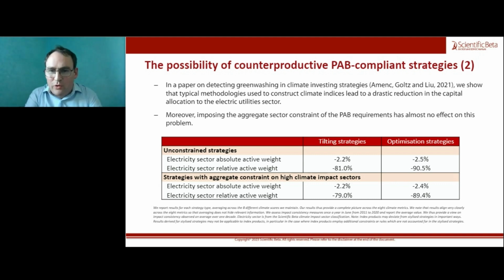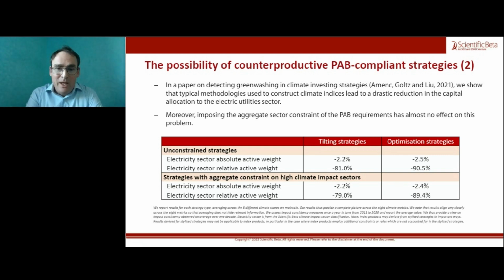When you do that, if you don't put any sector constraints, what the table shows here is that the weight of the electricity sector, so the weight of electric utilities, is reduced by 80 to 90%. So you wipe out all the funding for electric utilities, and you make the cost of capital for electric utilities higher. This is, of course, counterproductive when it comes to their ability to invest in green electricity, which we show needs investments to triple by 2030. The problem with the PAB constraints is that they actually include a greenwashing constraint where you're not supposed to underweight what they call high climate impact sectors in aggregate. So in aggregate, to have the PAB label, you're not allowed to underweight high climate impact sectors.